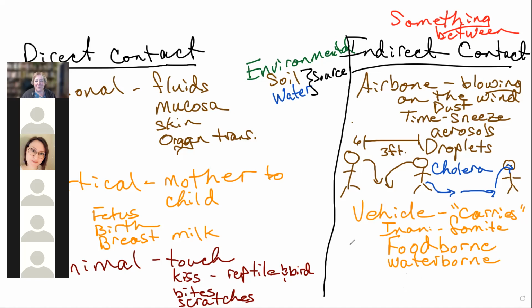Okay, we've got one more indirect. This one is very straightforward, to my mind anyway. We're going to do vectors. Vectors are bugs. And my entomologist friends would have a fit at me calling them bugs because not all of them are actually bugs, but you guys know what I mean. A vector is indirect because they're carrying the pathogen from place to place.